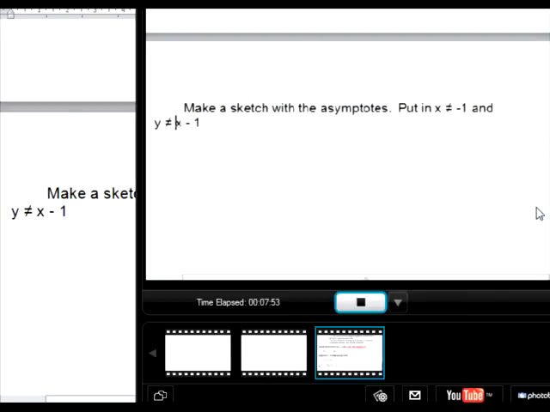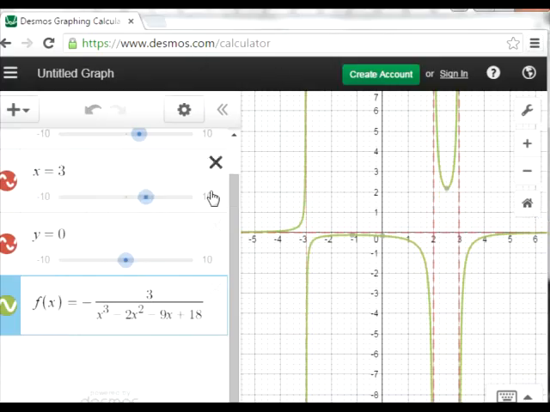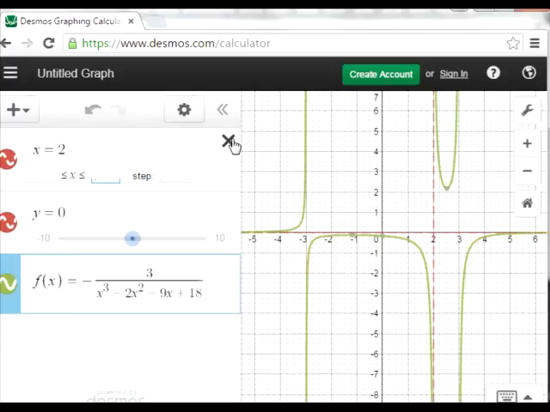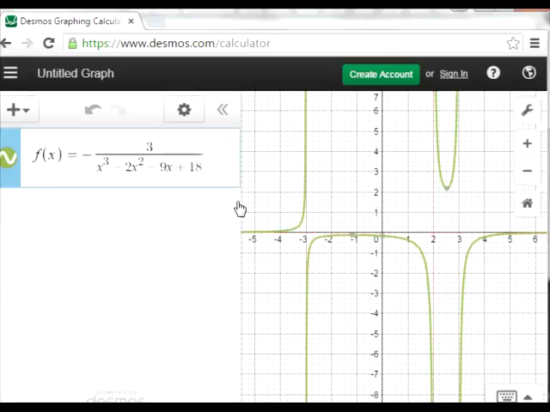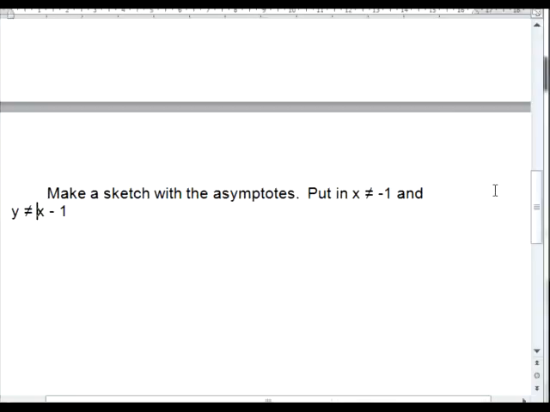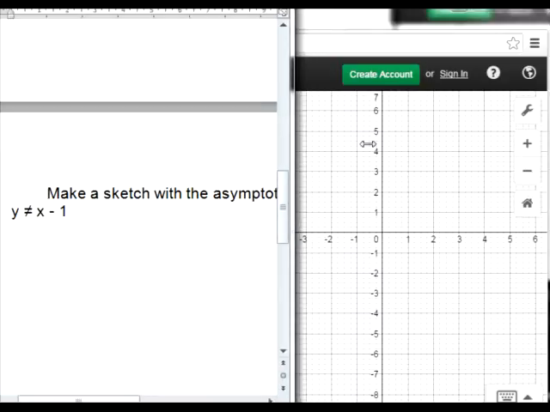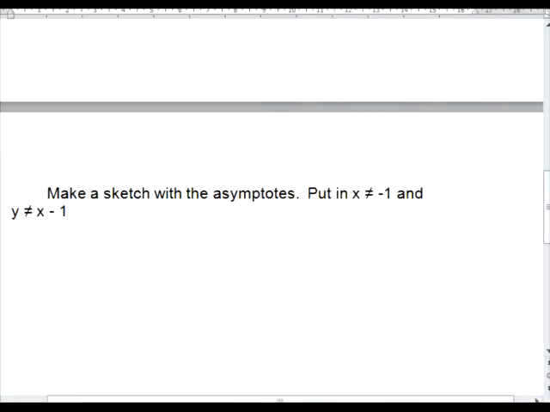So I'm just going to go over to my lovely graphs here. I'll delete some of these. That was what my grade 11s were doing this morning. Okay, so I'm just going to put my asymptotes on here. I'll try and use both pages together if I can. I don't know if I can.